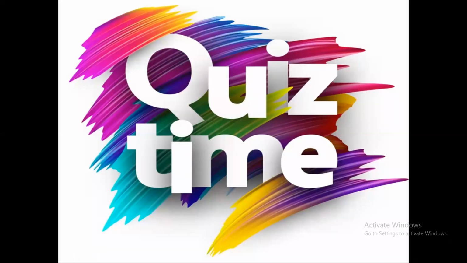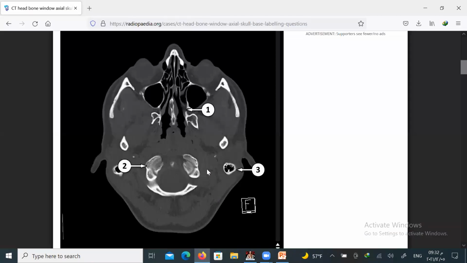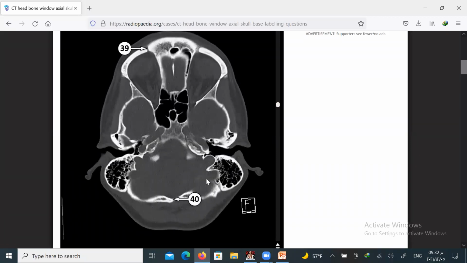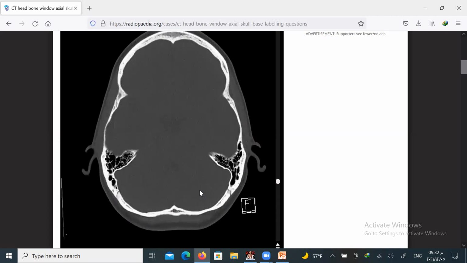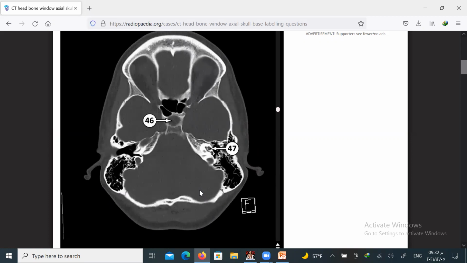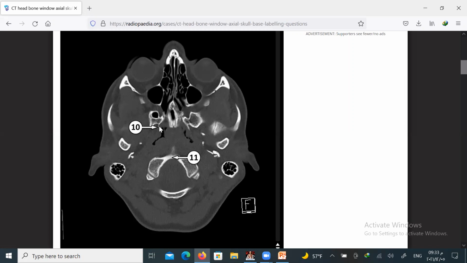Before we take the quiz, I will talk about this nice case from Radiopaedia, which is a normal CT scan of the head in a bone window. As you see, there are many labels, about 78 labels. So I will talk about only the labels related to my presentation on sphenoid bone and foramina of the skull. We start from the bottom of the image to the superior part. The first part of the sphenoid bone that appears from inferior is the inferior tip of the medial pterygoid plates. This is the inferior tip of medial pterygoid plate.